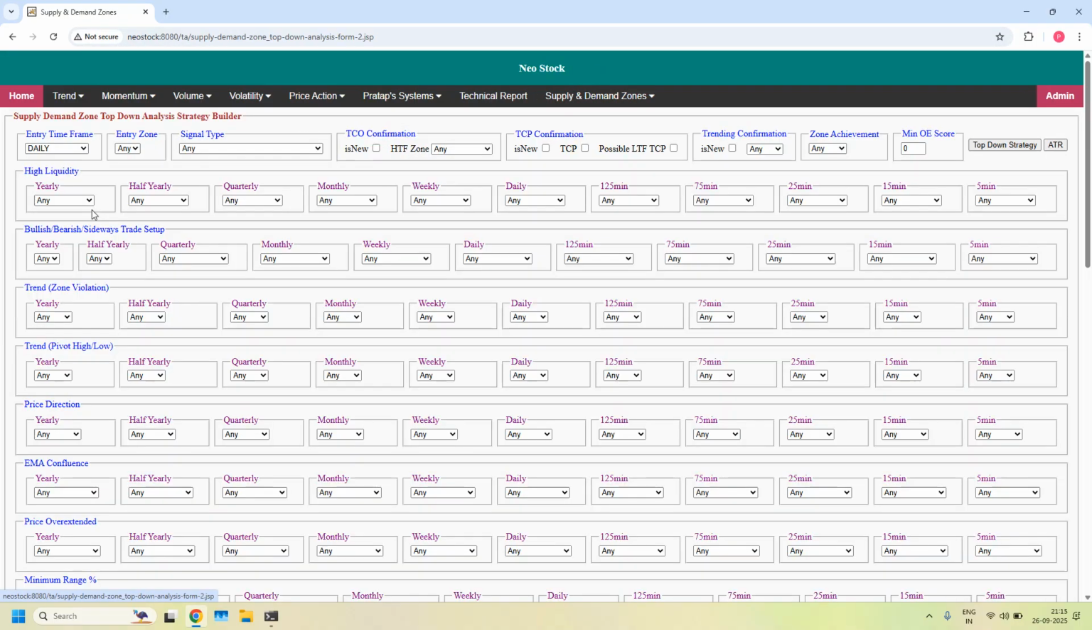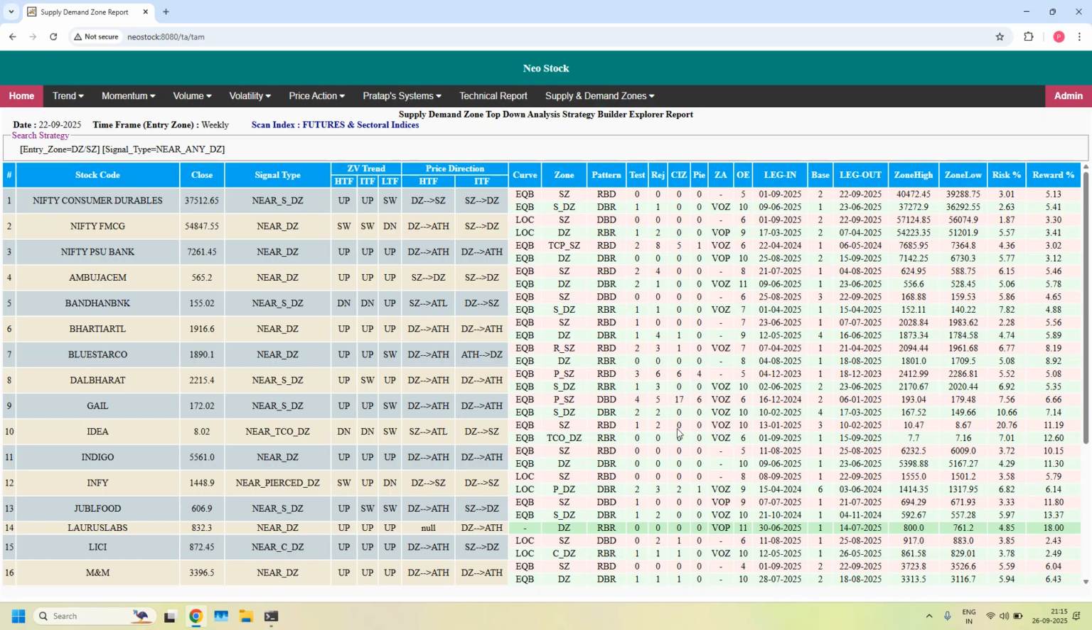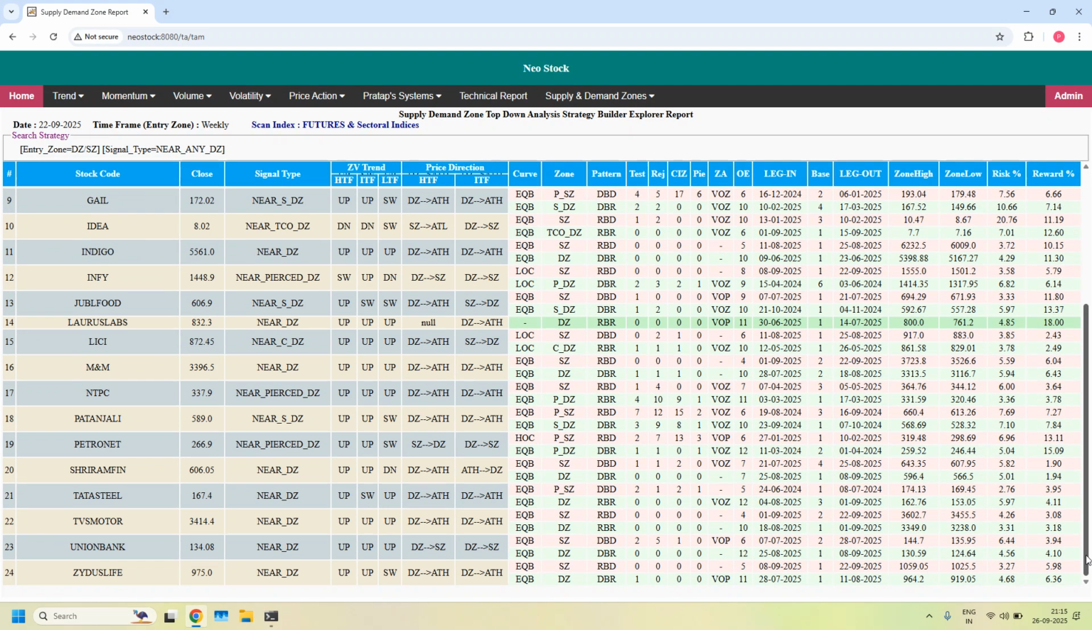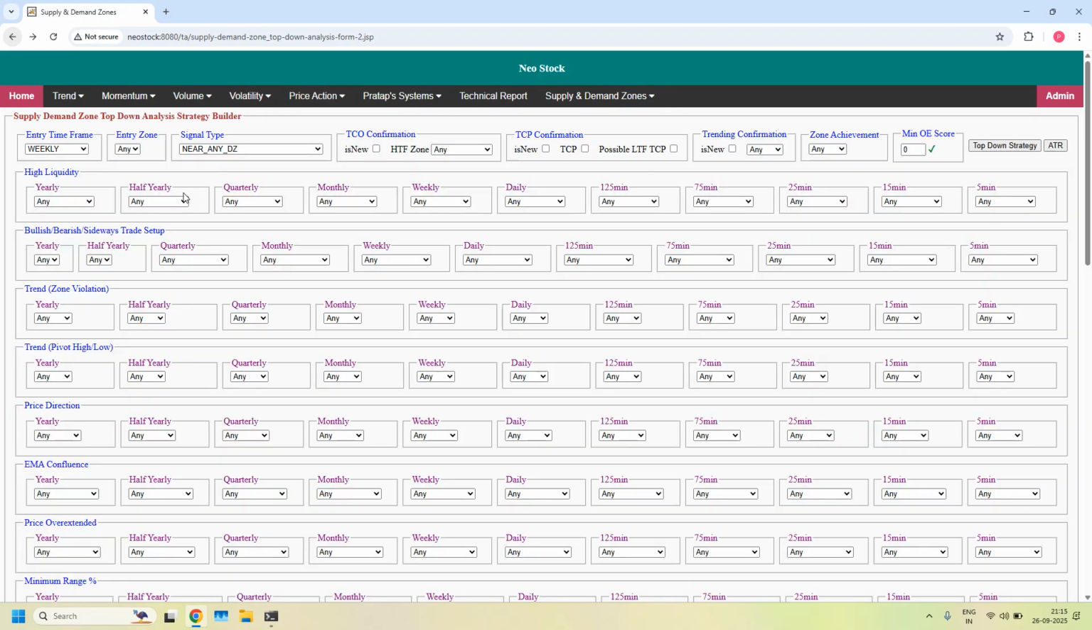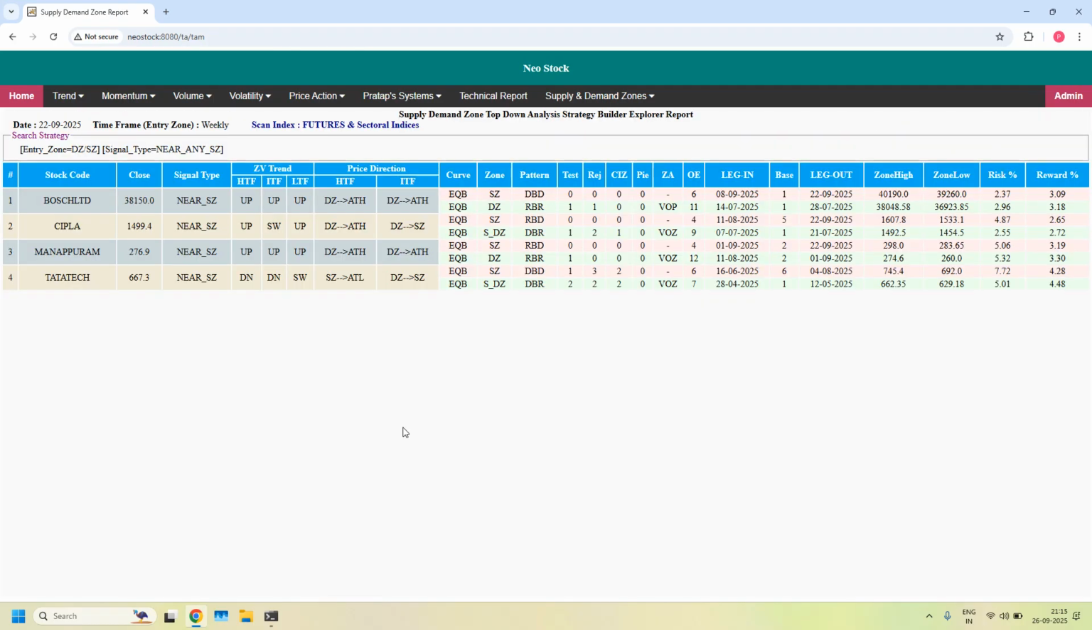Okay, next time frame is weekly. Stocks near the weekly demand zone. First 16 stocks in the list. Scrolling the list down. Total 24 stocks are filtered. Next, stocks near the weekly supply zone. We got 4 stocks.